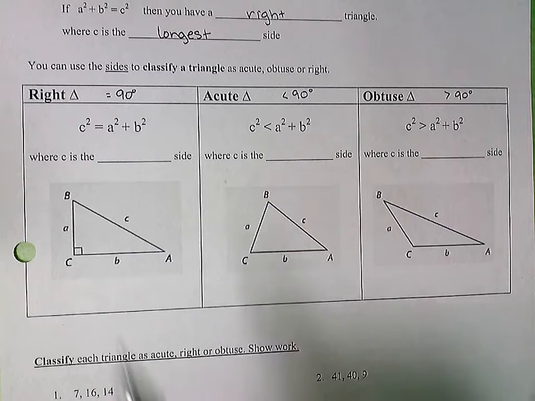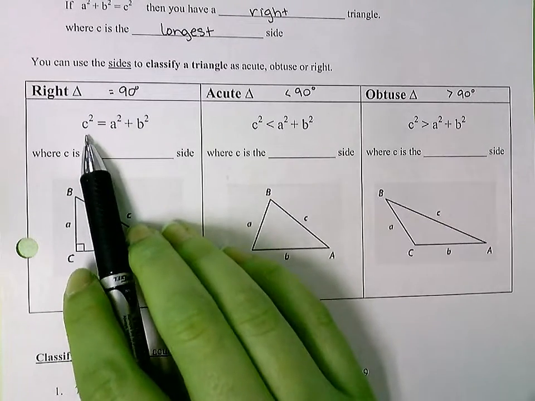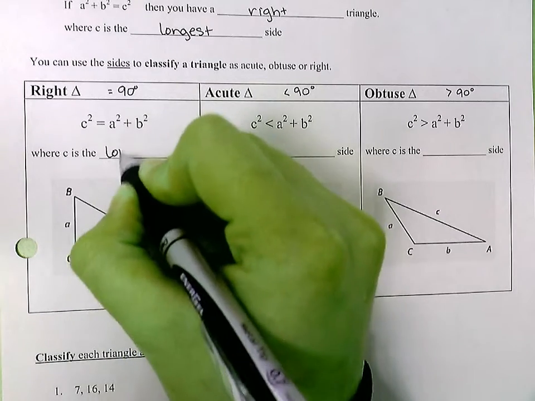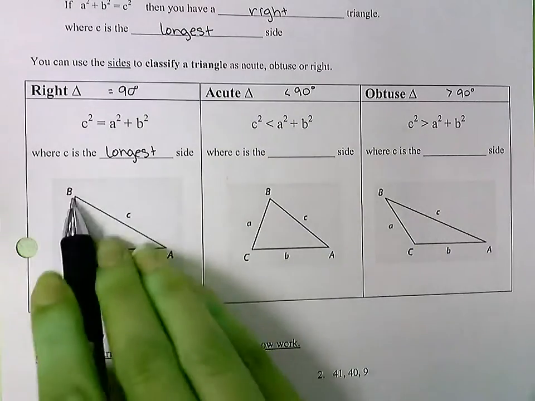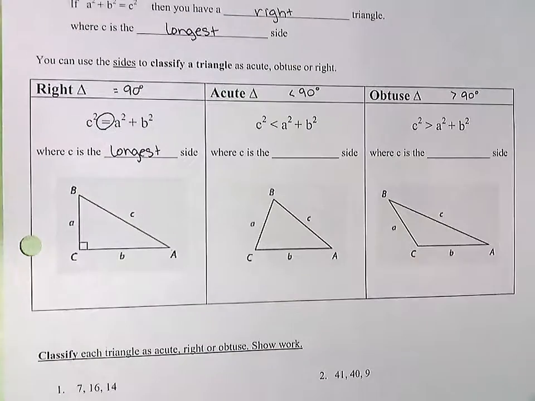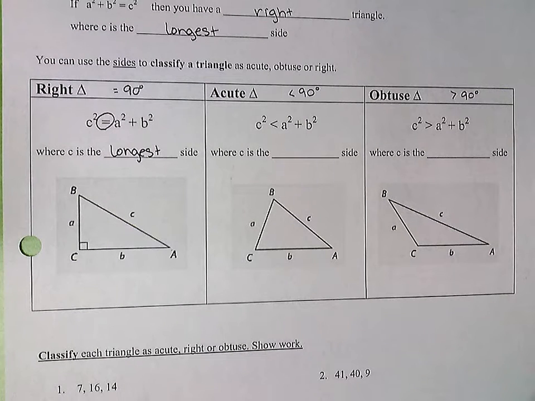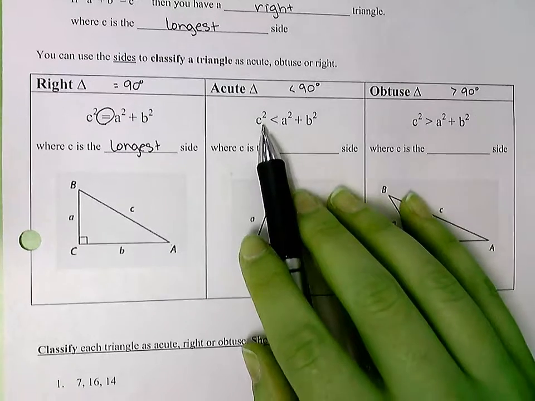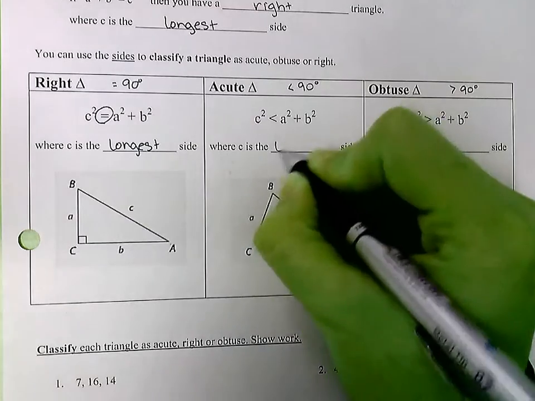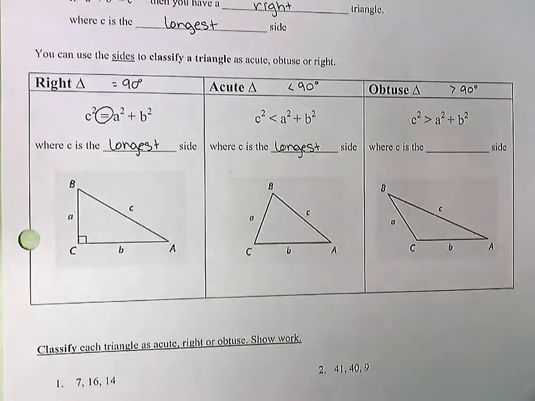So using that converse, if we have c squared is equal to a squared plus b squared, where c is the longest side, so c here would be your hypotenuse, that's the longest side, that means we have a right triangle because those are equal. That's how we were using the Pythagorean theorem before. Now for an acute triangle, if you have c squared is less than a squared plus b squared, again where c is the longest side, you have an acute triangle.